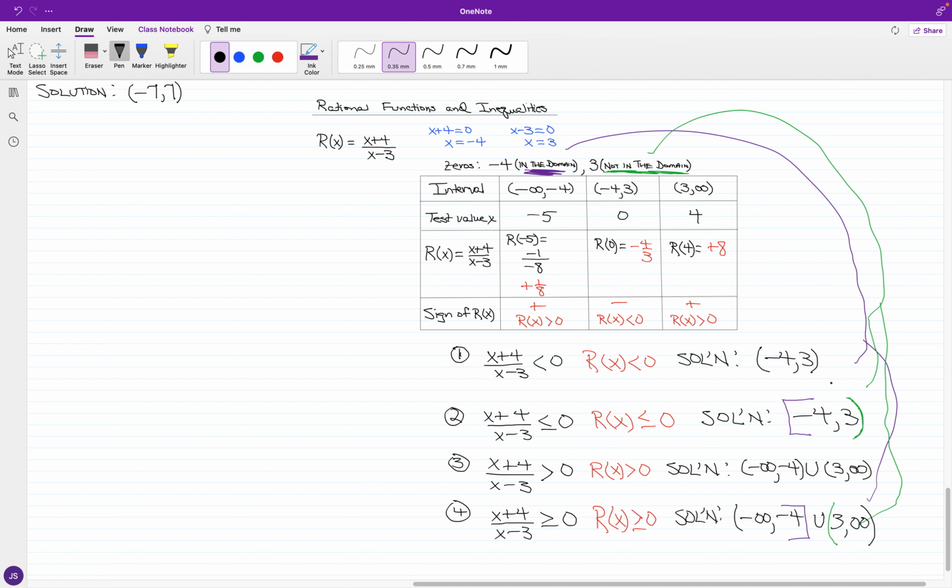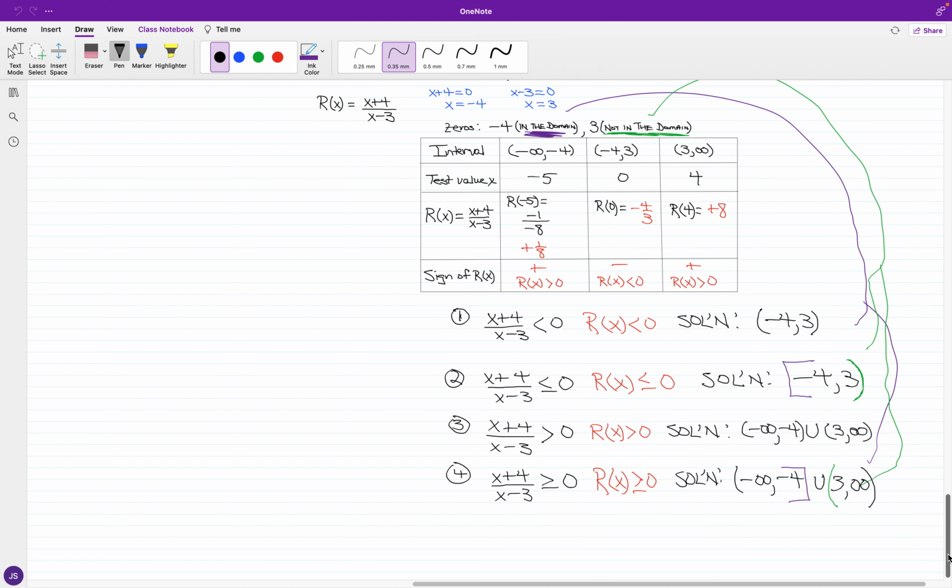For less than 0 and greater than 0, it can just pull from the top rows that are relative to what is involved. But for the equal to 0 portions, you're looking at bracketing those zeros that are in the domain, but leaving in parentheses those zeros that are not. So you're going to have your respective solutions for this ratio with respect to 0, less than or equal to, greater than or equal to.